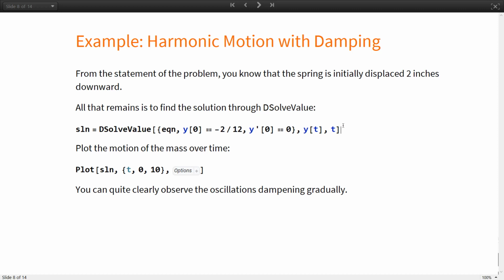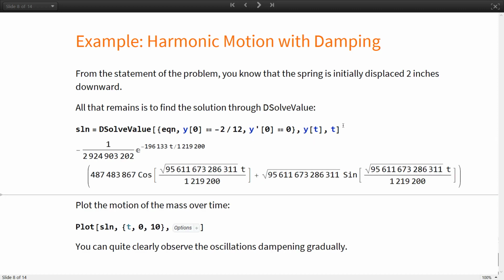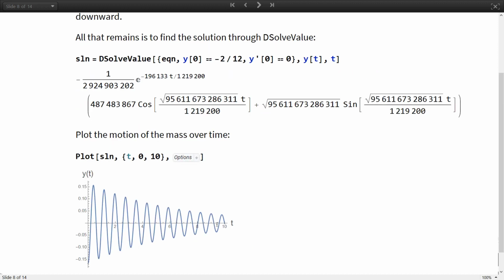All that now remains is to find the solution with DSolveValue. The solution looks complicated because of all the numerical values, so let's plot the solution to visualize the motion of the mass over time. We can see that the oscillations dampen gradually, which is to be expected when an oscillating object encounters air resistance, but the oscillatory motion seen in the simple harmonic motion example is still observed in the solution.